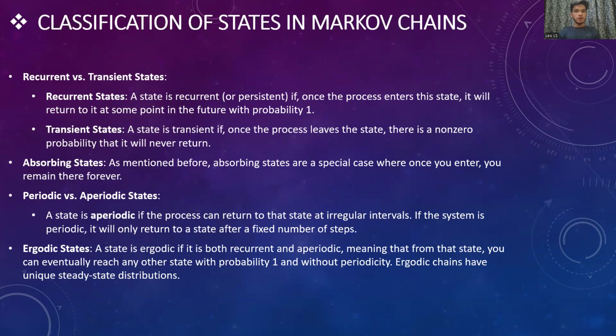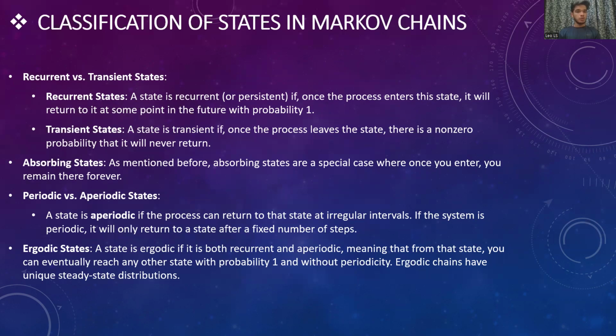Classification of states in Markov chains. Recurrent versus transient states. Recurrent state: a state is recurrent or persistent if once the process enters this state, it will return to it at some point in the future with probability 1. Transient states: a state is transient if once the process leaves the state, there is a non-zero probability that it will never return. Absorbing states: as mentioned before, absorbing states are a special case where once you enter, you remain there forever.